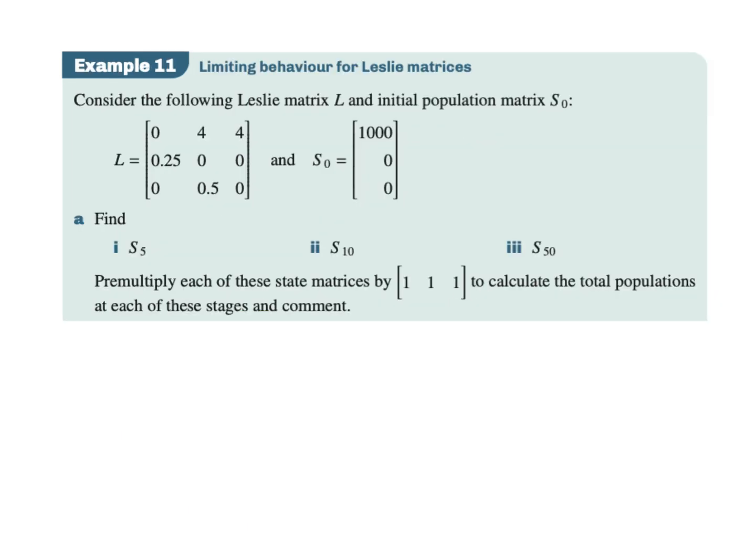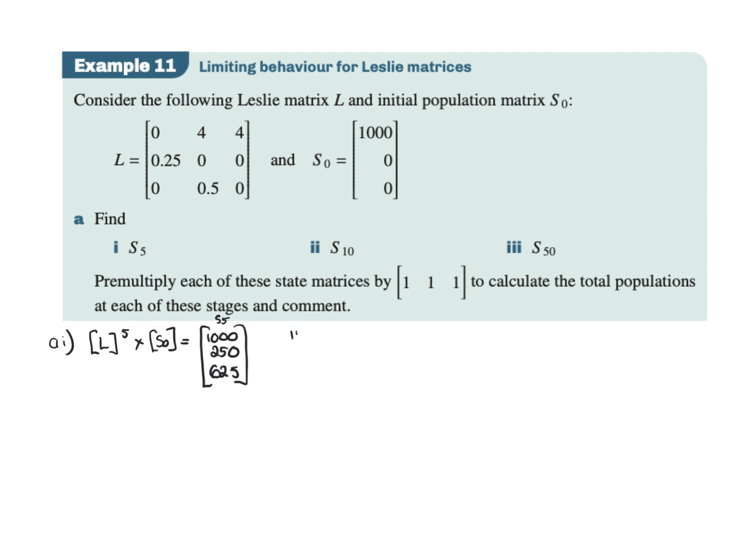Okay, so let's look at this one. It says, consider the following Leslie matrix and the initial population S0, and it says to find S5. All you have to do is get that Leslie matrix, put it to the power of 5 times S0, and that's what you'll end up with. You might just want to write it down so you've got an example. So that would be S5.